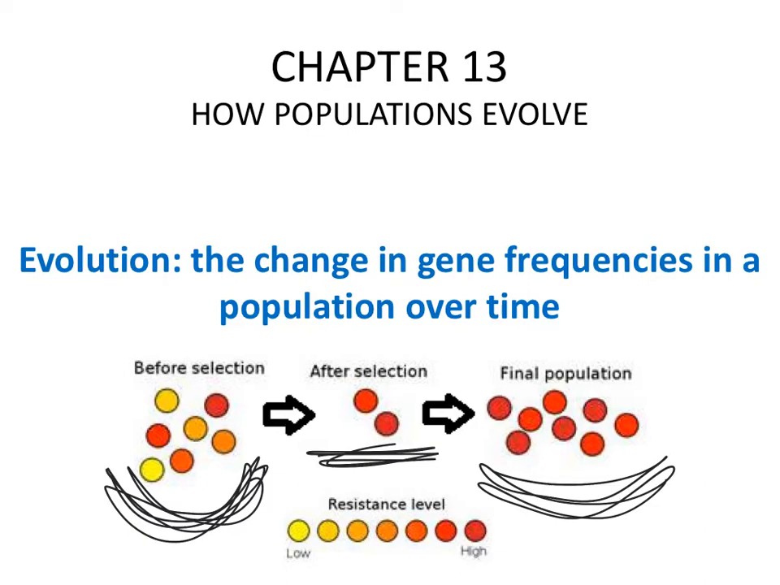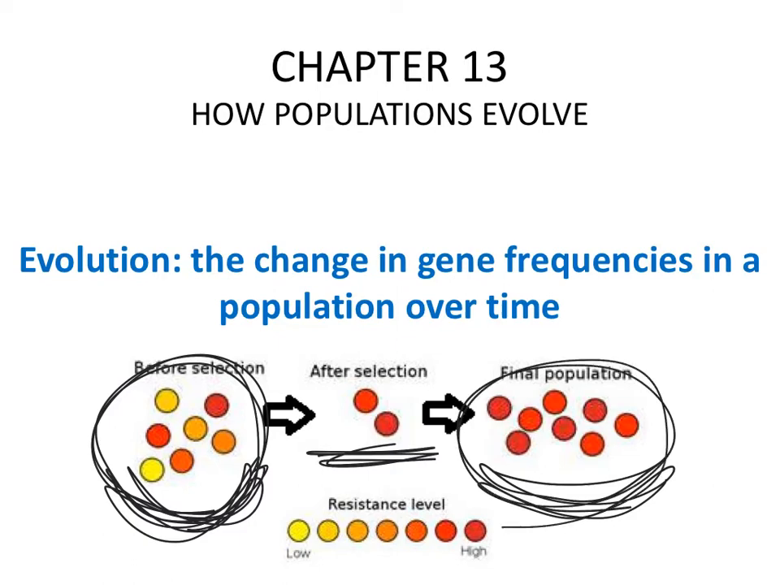With this simple example, I can see that there is a change in gene frequency over time. The percentage of red DNA that I had to begin with was lower. At the end, my percentage of red DNA is 100%. So I changed from a small percentage of red to a very high percentage of red. That is the definition of evolution: a change in the gene frequency, a change in the DNA over time.